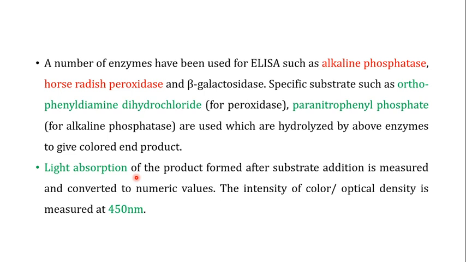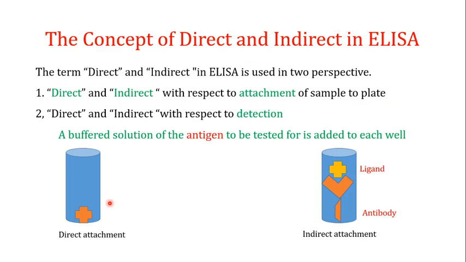The most common enzymes used in ELISA were alkaline phosphatase, horseradish peroxidase, and beta galactosidase, and they utilize different kinds of substrates which are hydrolyzed by these enzymes to give you a colored end product. The light absorption of the colored end product was detected at 450 nanometer.